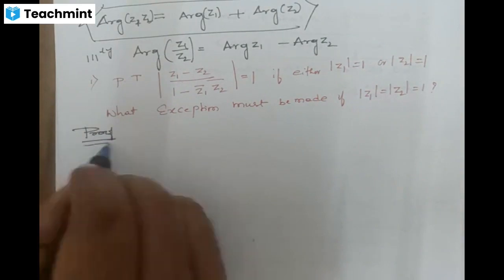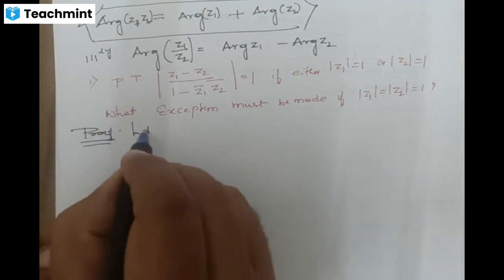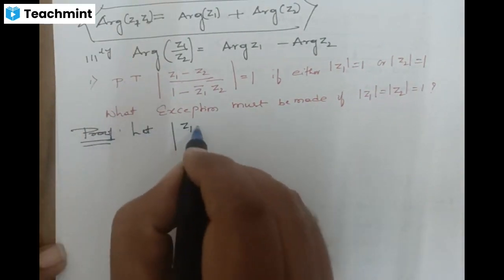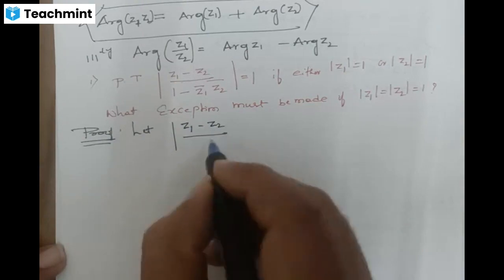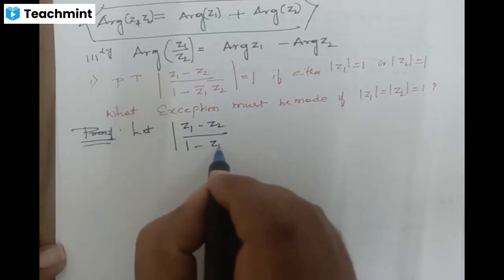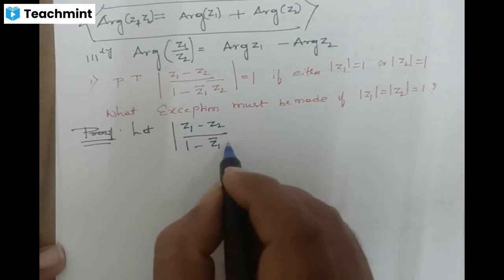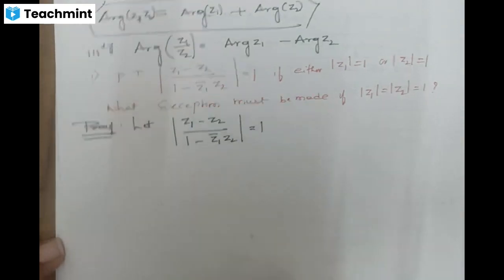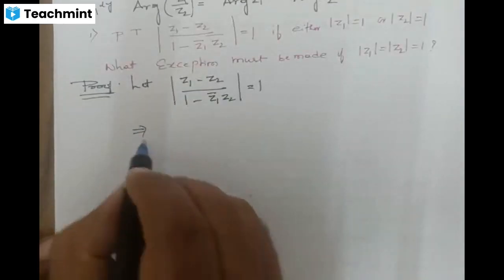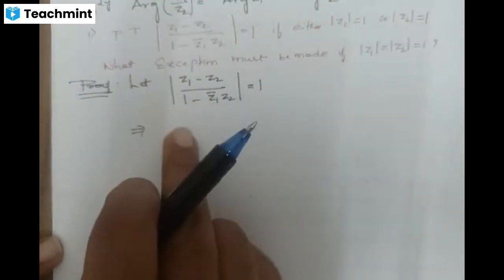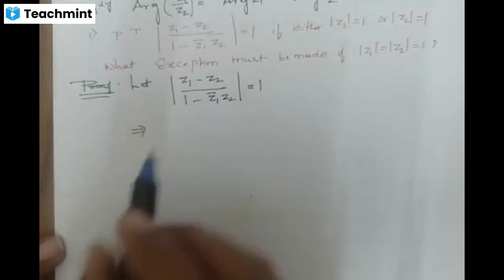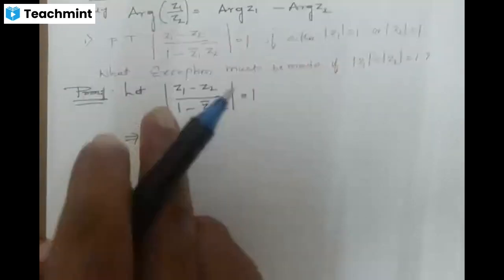We'll take the proof, or it may be a solution. Let |z1 - z2| / |1 - z1 bar z2| = 1. So I can write the modulus of z1 by z2, as modulus of numerator by modulus of denominator. So prove that.